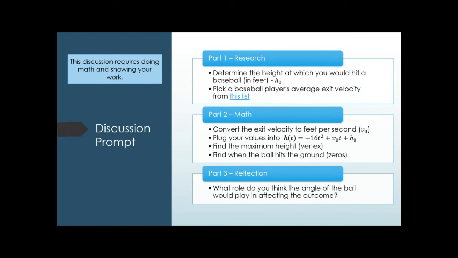And then you need to figure out how fast the baseball is when it gets hit off the bat. And we actually have data behind that because the MLB keeps track of that. So that's the average exit velocity.